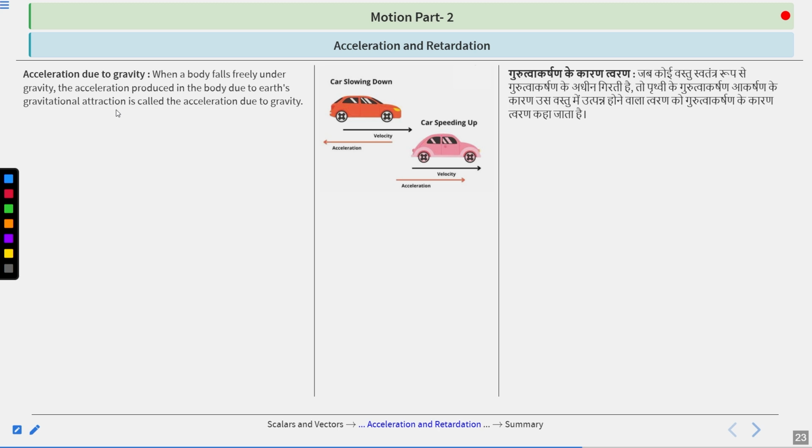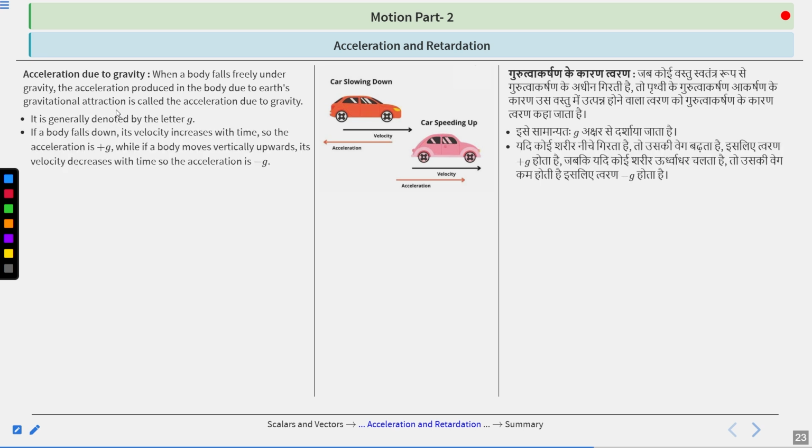Acceleration due to gravity. When a body falls freely under gravity, the acceleration produced in the body due to the Earth's gravitational attraction is called the acceleration due to gravity. It is generally denoted by the letter g. If a body falls down, its velocity increases with time, so the acceleration is plus g, or positive g. While if a body moves vertically upwards, its velocity decreases with time, so the acceleration is negative g, or minus g.